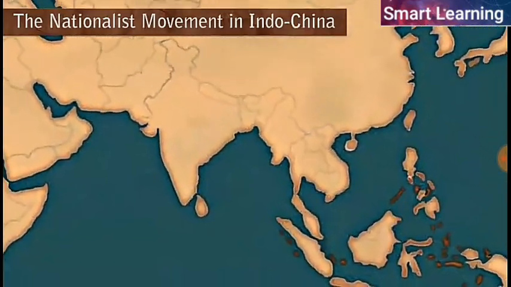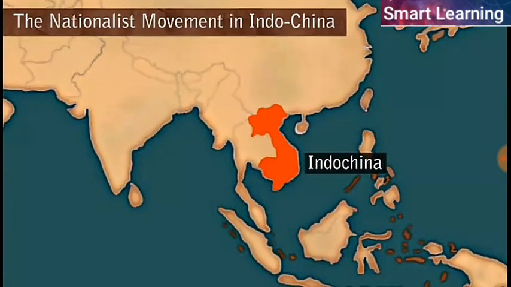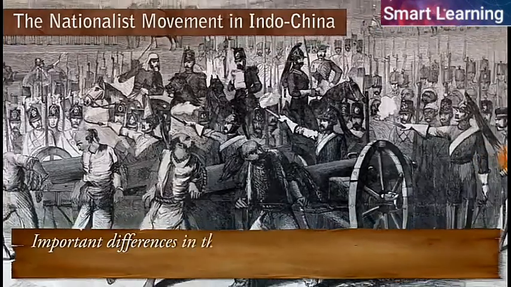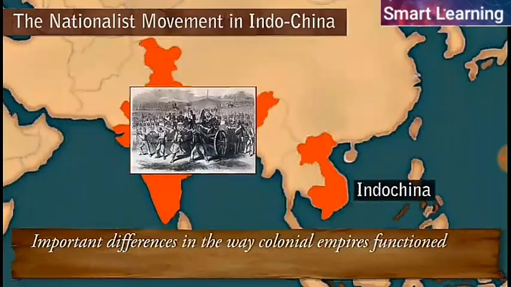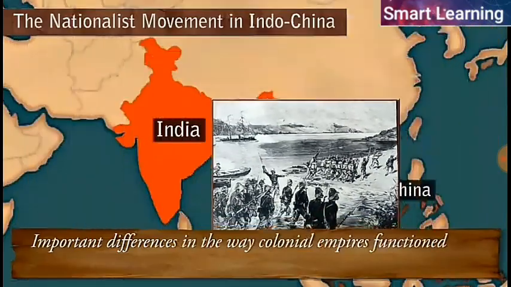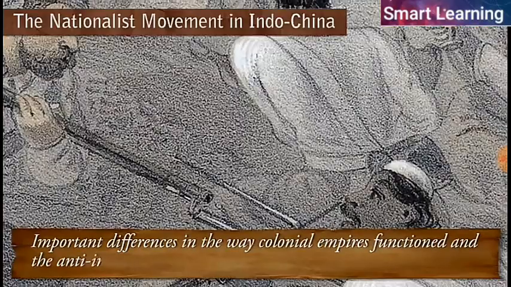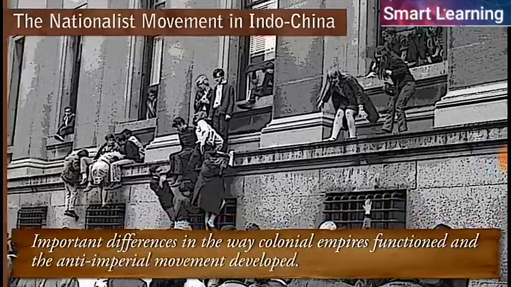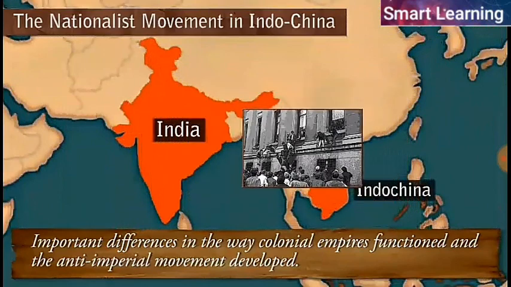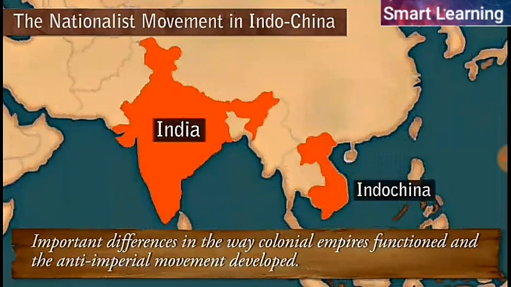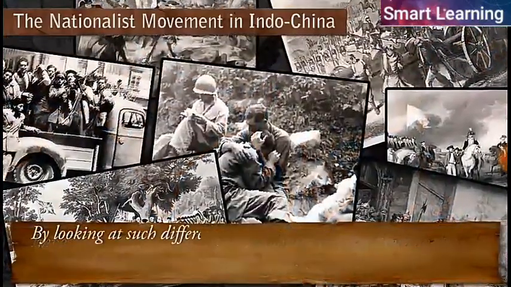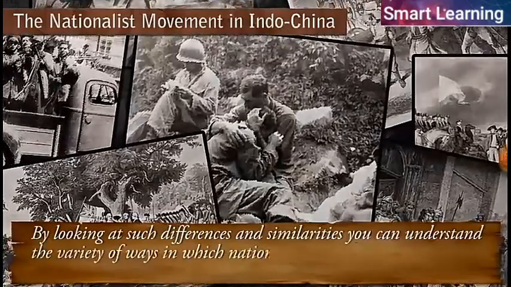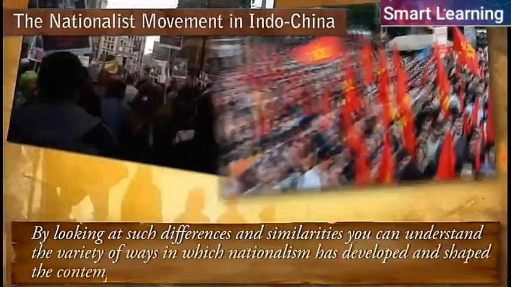If you see the historical experience of Indo-China in relation to that of India, you will discover important differences in the way colonial empires functioned and the anti-imperial movement developed. By looking at such differences and similarities, you can understand the variety of ways in which nationalism has developed and shaped the contemporary world.